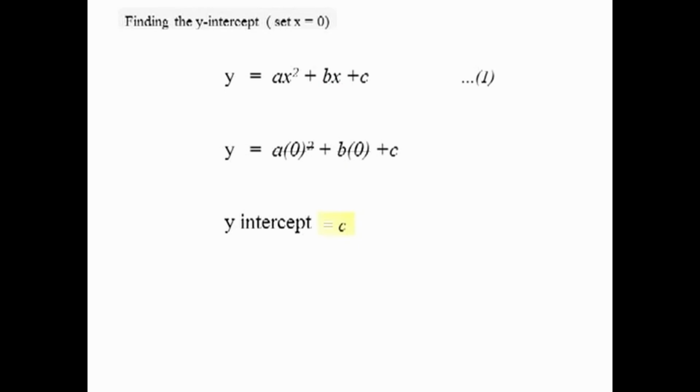Now to find the y-intercept, we merely need to look at the general equation and set the value x to be equal to 0. By doing so, you note that the terms in a and b disappear and the y-intercept is equal to c. So once we examine the general equation, the y-intercept is always equal to c. So how do we determine these minimum values?